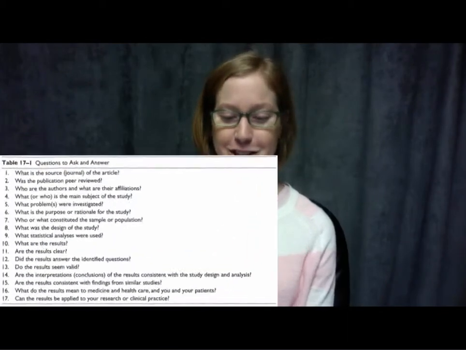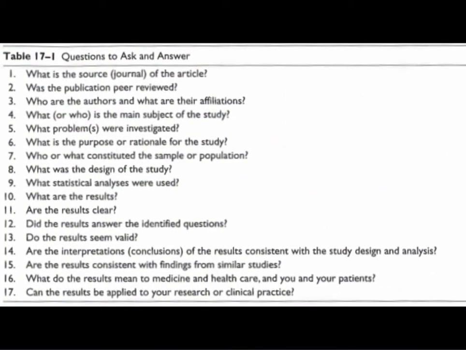There are many questions I ask myself when reading. These questions came from a textbook called Research and Medical Literature for Health Professionals. It's a very handy reference.